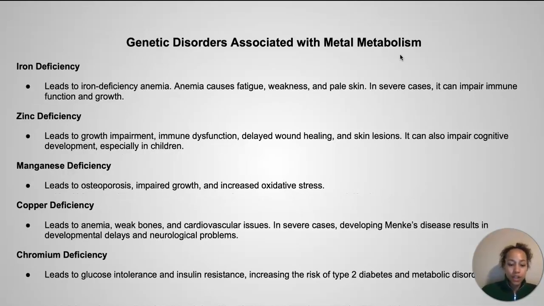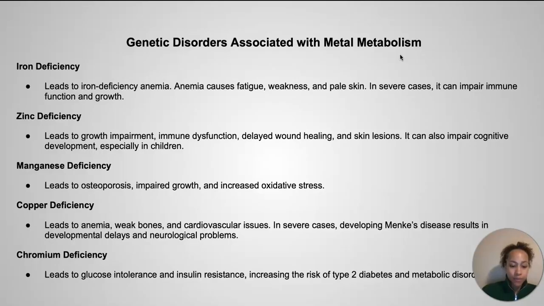So, a scientific article I came across titled Genetic Disorders Associated with Metal Metabolism discussed the critical roles metals such as iron, zinc, manganese, copper, and chromium play in human health. It explored the imbalance of these metals, whether this would be due to a genetic disorder or metabolism issues. Deficiencies can cause various health issues and diseases. So the article discussed all the diseases and issues that can be caused by deficiencies in all of these metals.